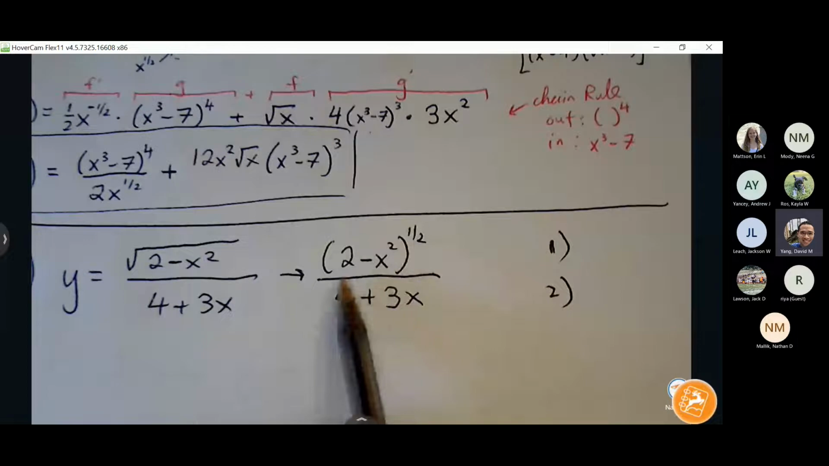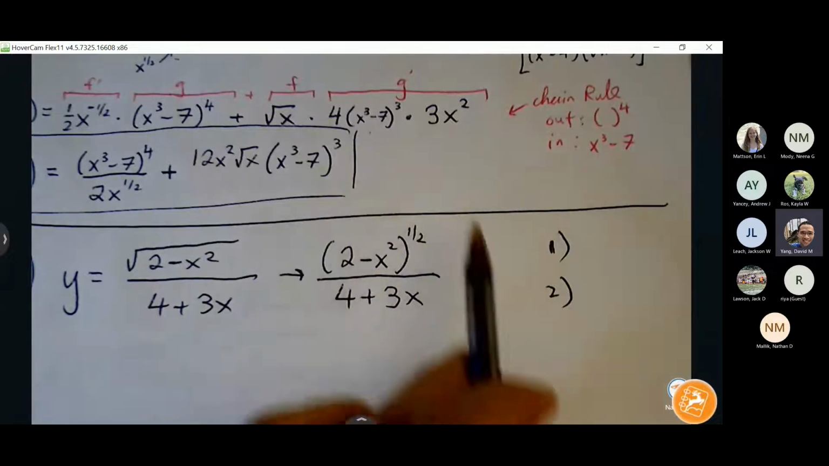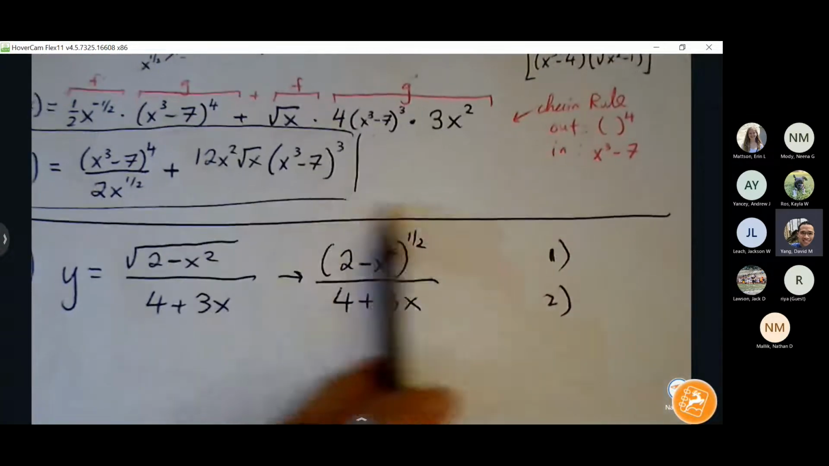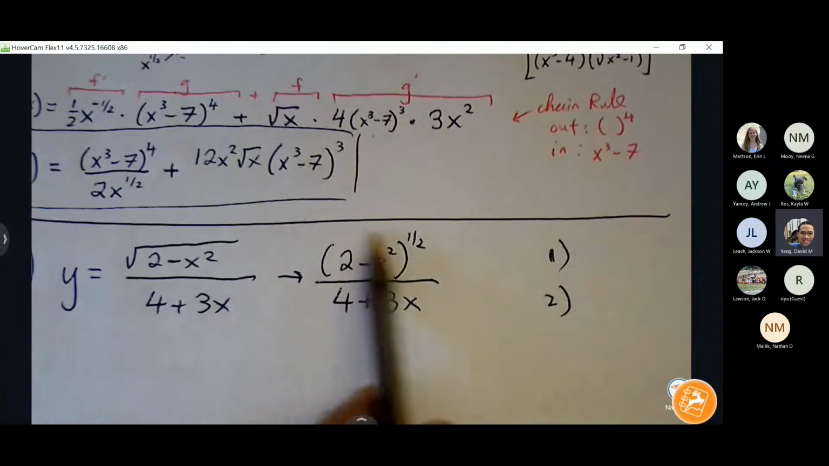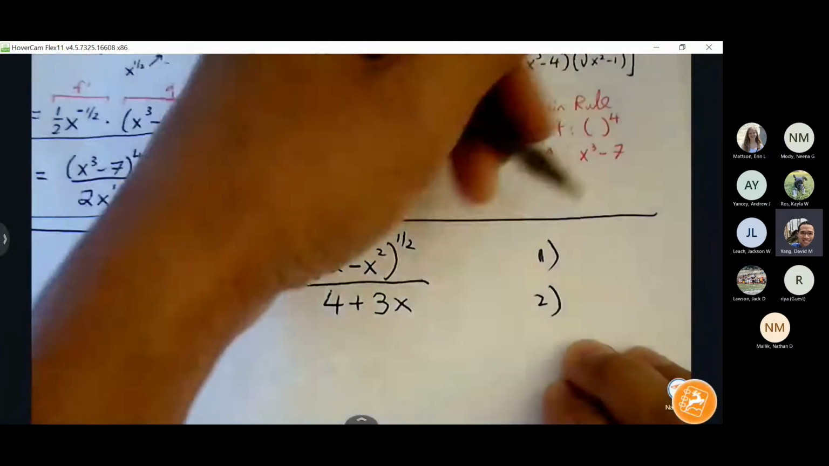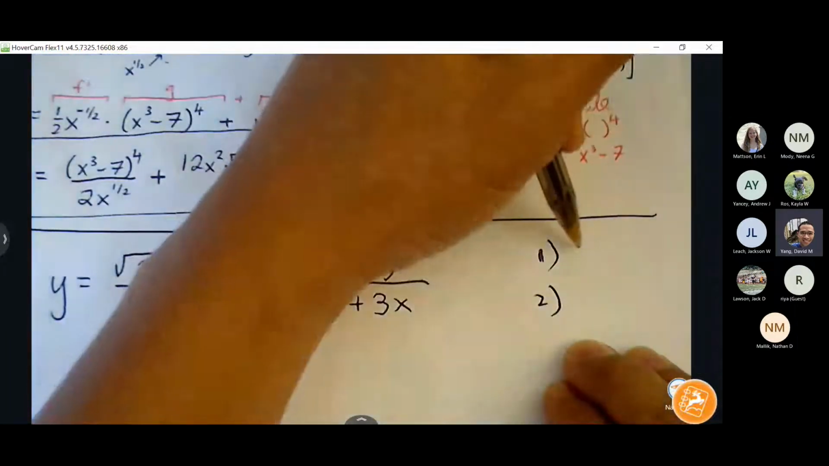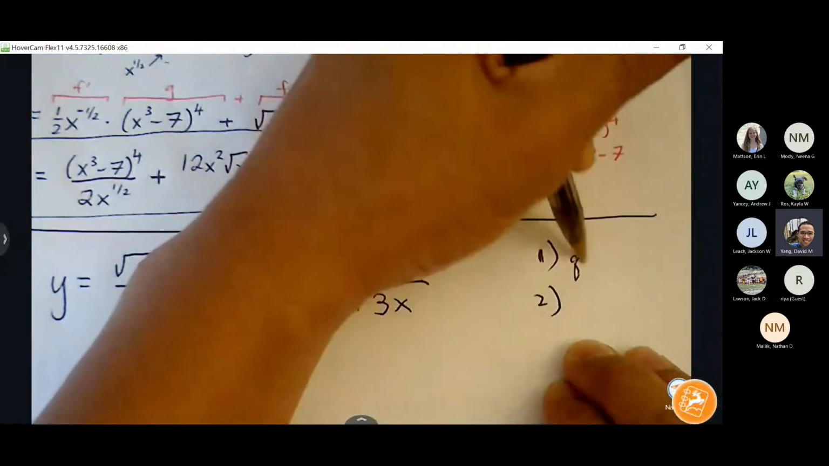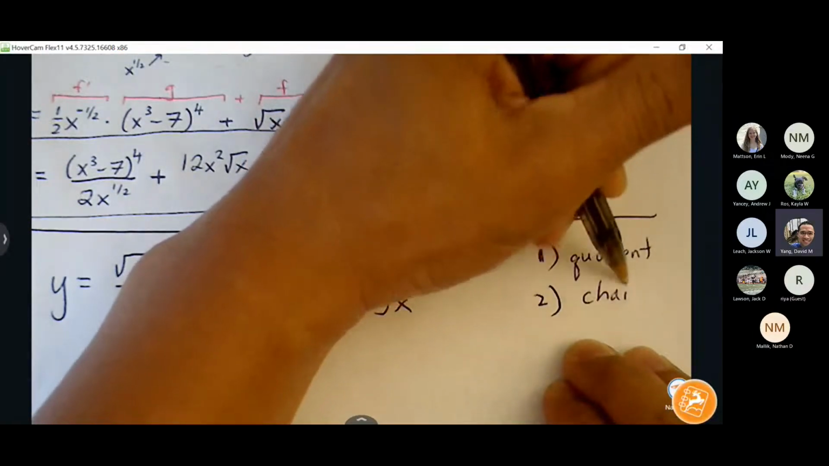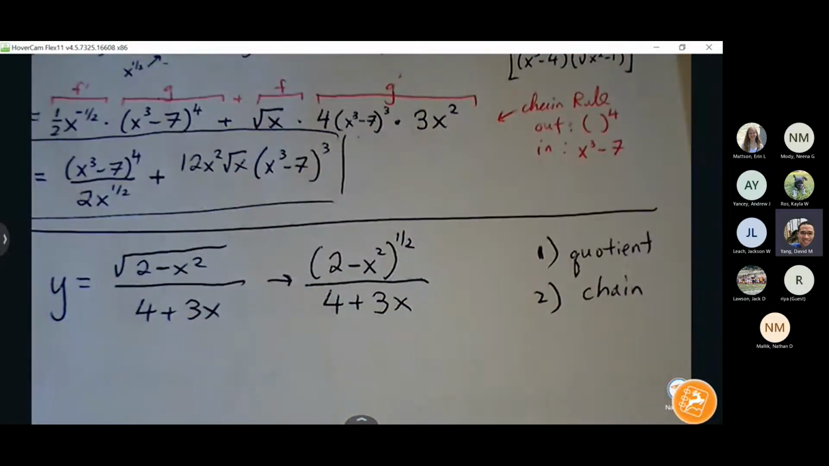That parentheses is not over the entire problem. If it was, then chain rule would come first. But here, quotient rule has bigger impact on the larger percentage of the problem than that parentheses. Parentheses only over a portion. The bigger rule is going to come first. So quotient. Once we're inside quotient, then the parentheses with the chain rule gets activated. Okay, so we said quotient rule first.